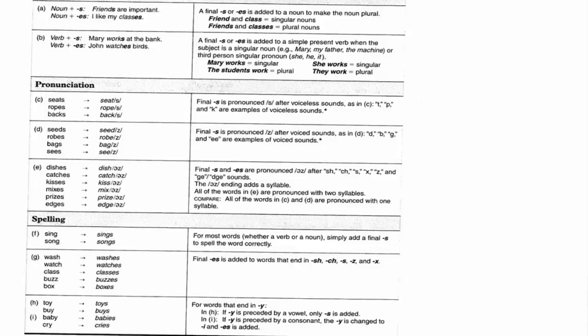The next exercise, exercise 3, is listening and pronunciation. Now what you're going to do is listen to the word, how it's pronounced, and decide what the final S sound is. What does that S sound like? Is it a Z? Is it an S? Or is it the additional syllable sound? All right.